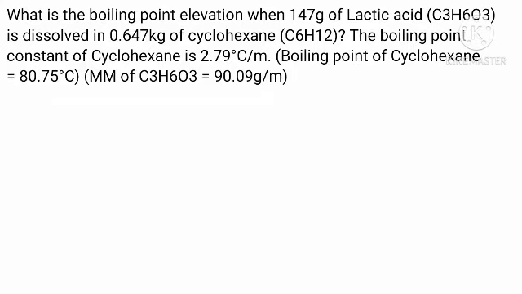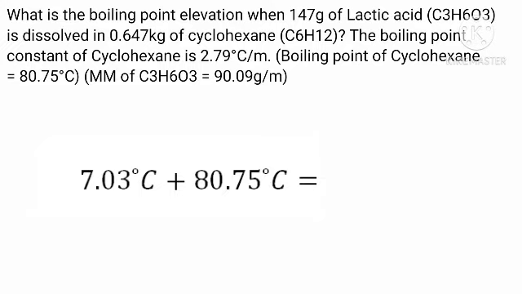If you want to find the new boiling point, we have to add 7.03 degrees Celsius to 80.75 degrees Celsius, which is the boiling point of cyclohexane. The new boiling point would be 87.78 degrees Celsius.